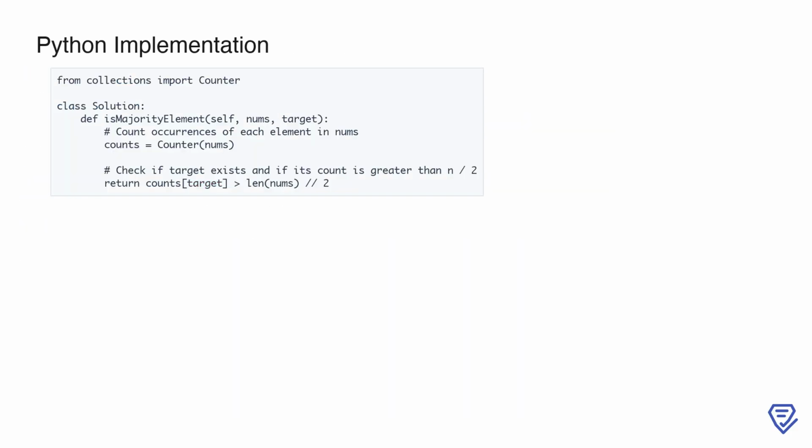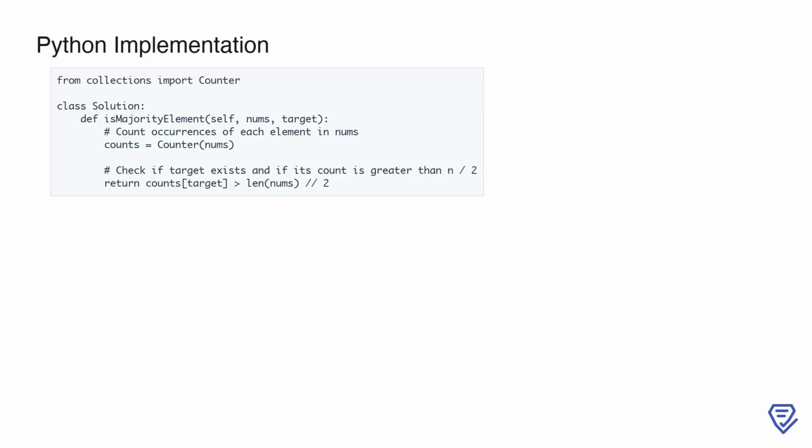This implementation solves the problem by leveraging the collections Counter class to efficiently count the occurrences of each element in the input list nums. First, we create a Counter object, which automatically counts and stores the frequency of each element in the array. Next, we check if the target element exists in the counter and whether its count is greater than half the length of the array, len(nums)//2. If both conditions are met, the function returns true, otherwise, it returns false.